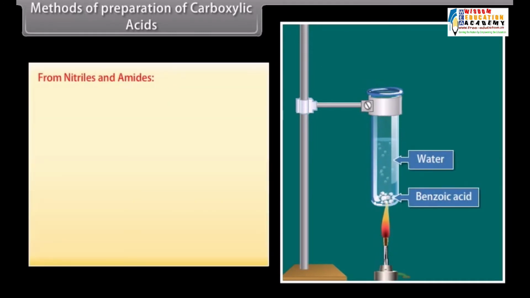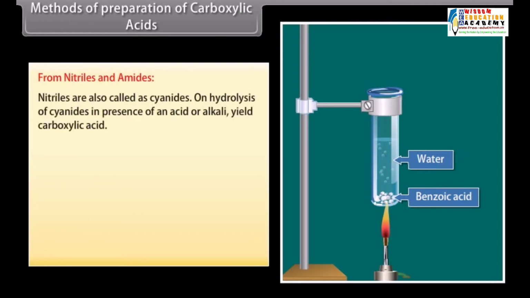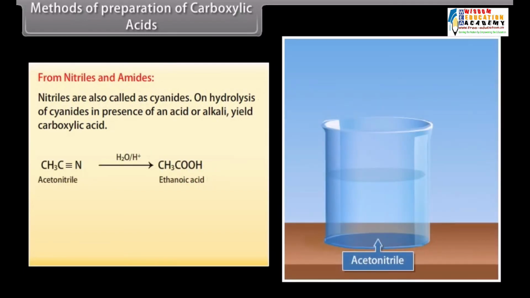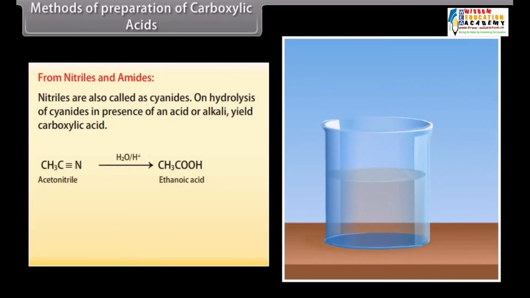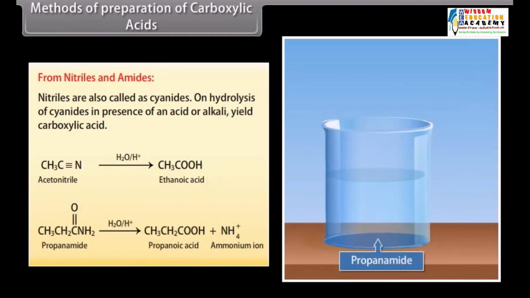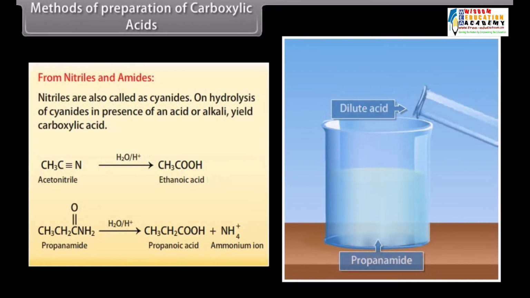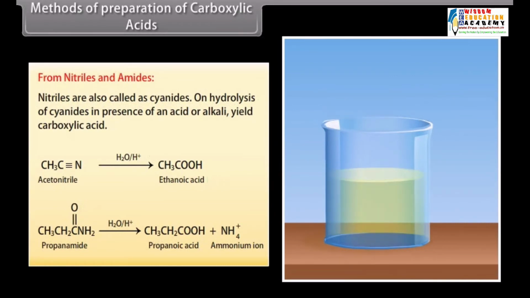From nitriles and amides. Nitriles are also called cyanides. Hydrolysis of cyanides in the presence of an acid or alkali yields carboxylic acids. Hydrolysis of acetonitrile in the presence of an acid forms ethanoic acid. On hydrolysis of propanamide in the presence of an acid, it forms propanoic acid and ammonium ion.